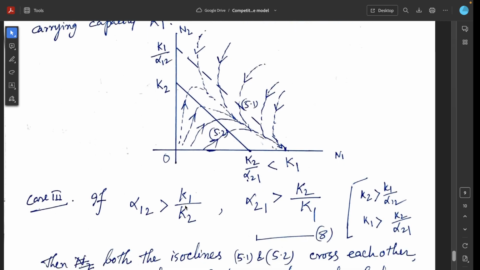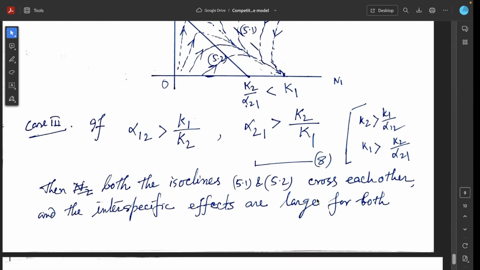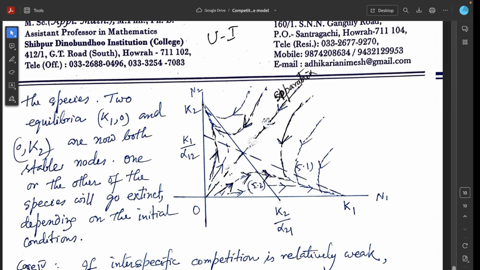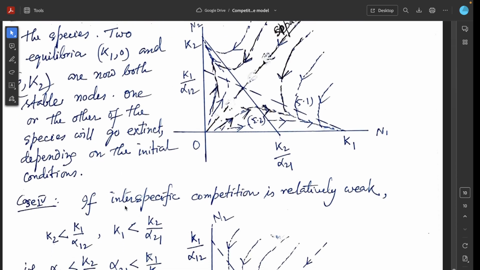And third case: alpha 1 2 is greater than K1 over K2, and alpha 2 1 is greater than K2 over K1. In this case we get this. So here K1, 0 and 0, K2, both are stable. All trajectories go to this point and this point. The equilibrium points K1, 0 and 0, K2 are now both stable nodes. One or other of the species will go extinct depending on the initial condition.